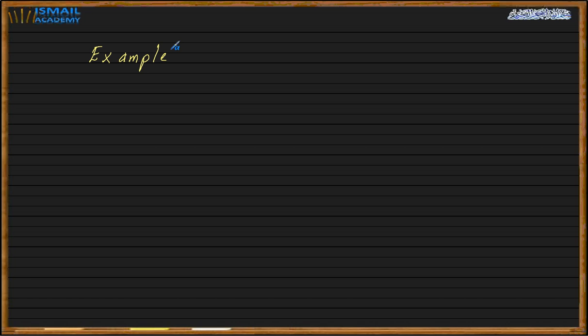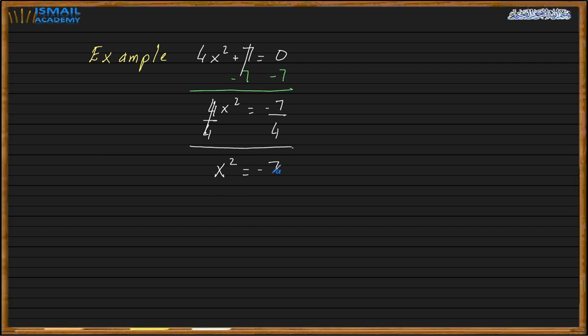So suppose I want to solve 4x squared plus 7 equals 0. So like I said here, we subtract 7 both sides. As you see, a and c have the same sign, both positive. Then you divide by 4. We end up having minus 7 over 4.